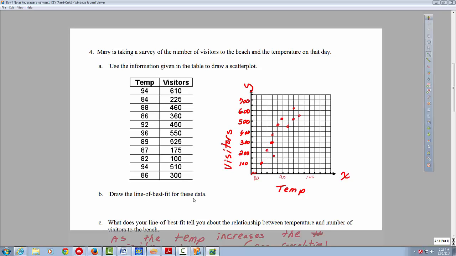You need to draw a line of best fit for these data, which is probably going to go along here. Remember, line of best fit is where you have about the same amount of points above your line as you do below. This would be a good scale to use. Then you're going to go through and use the instructions that were given to you to use your calculator to find the equation for your line of best fit.